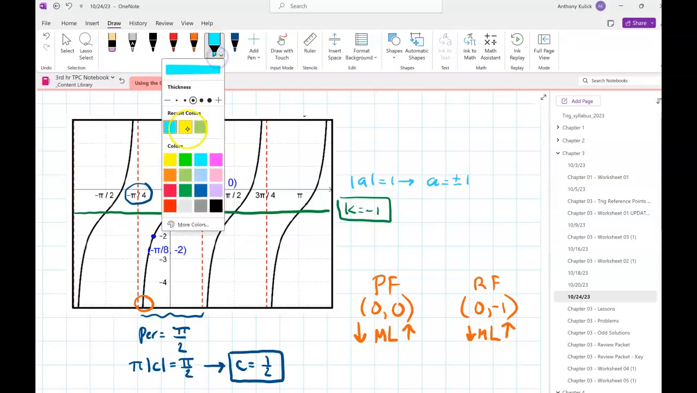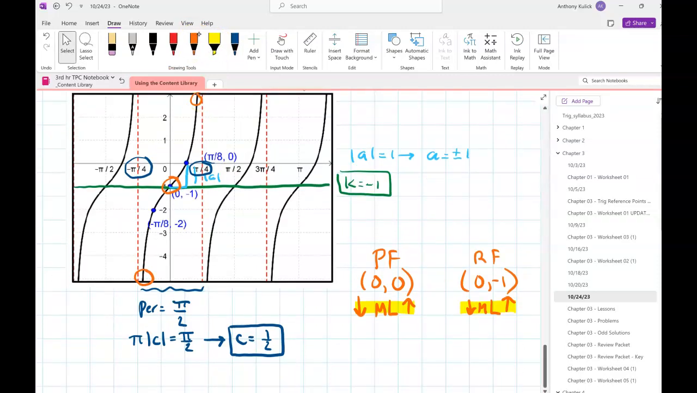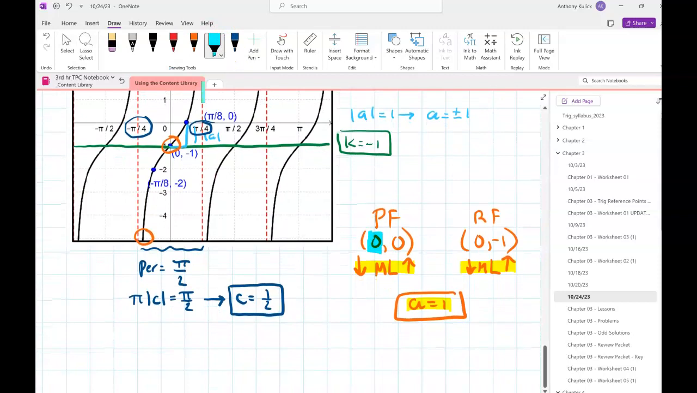So if I compare those type of point, what can I say? A is positive. Because they're the same. That's excellent. And then if I compare their x coordinates, what can I say about h? Zero. That's correct.